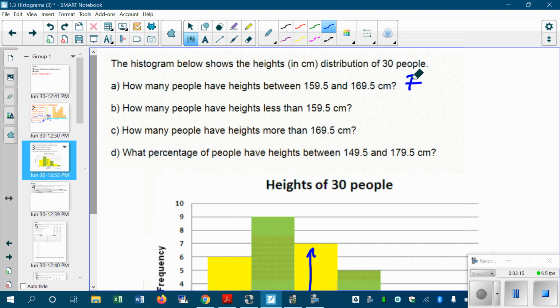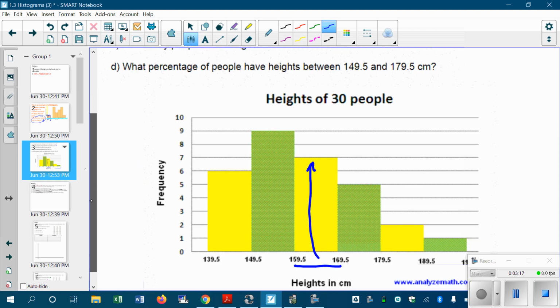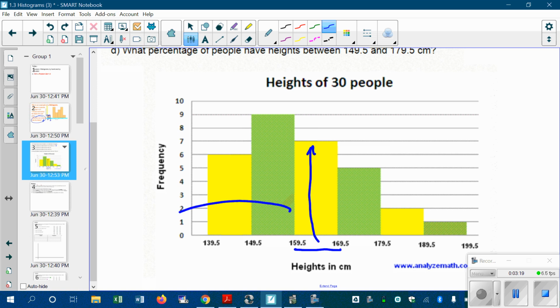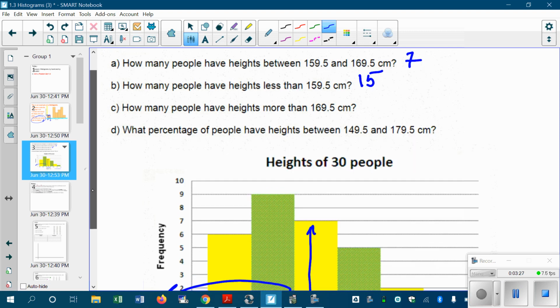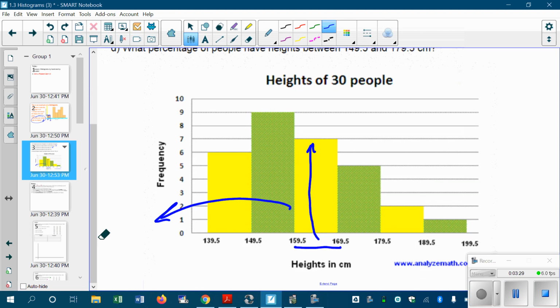How many people have heights less than 159.5? That would be this direction. So that would be 6 plus 9 or 15. How many people have heights more than 169.5? 169.5 is right here. So more than that would be this bar of 5, 6, 7, 8 people.